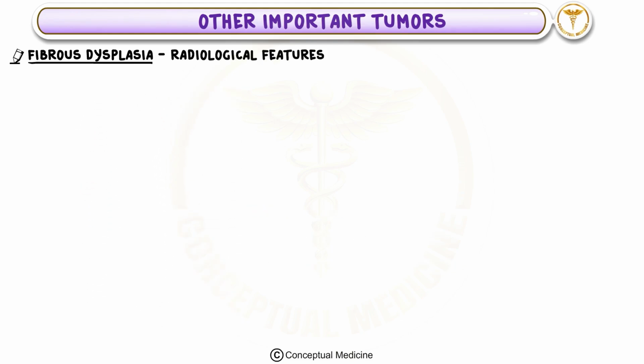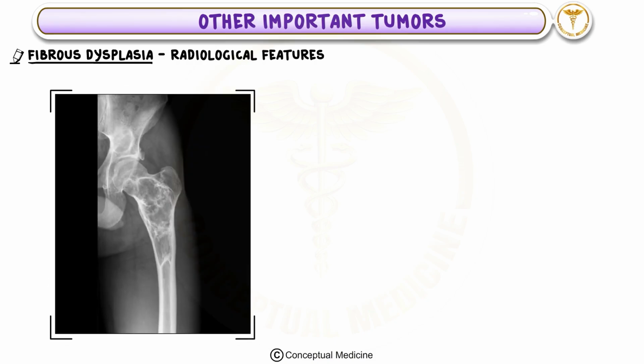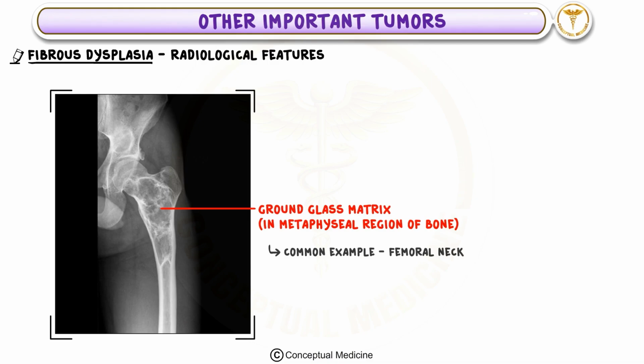Radiological features. Fibrous dysplasia typically presents with a ground glass matrix in the metaphyseal region of the bone. A common example is the femoral neck, where this appearance is often seen. The term ground glass refers to the hazy, frosted look of the lesion on X-ray imaging.